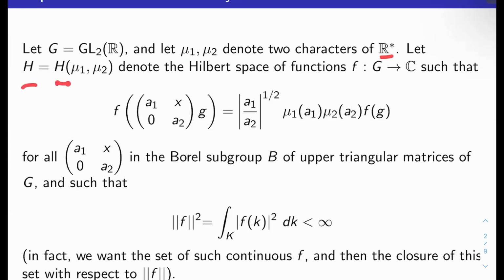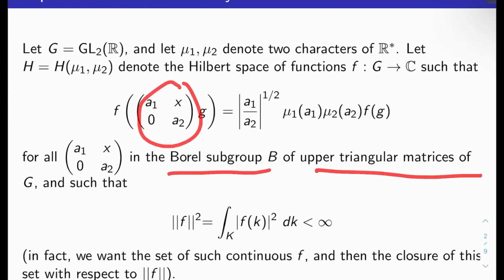We'll let H equals H1 of mu1, mu2 be the Hilbert space of functions F from G to C, such that F evaluated at the matrix A1 x 0 A2 times G is just the square root of absolute value of A1 over A2 times mu1 of A1, mu2 of A2 times F of G. And this should hold for all A1 x 0 A2 in the Borel subgroup B of upper triangular matrices of G.